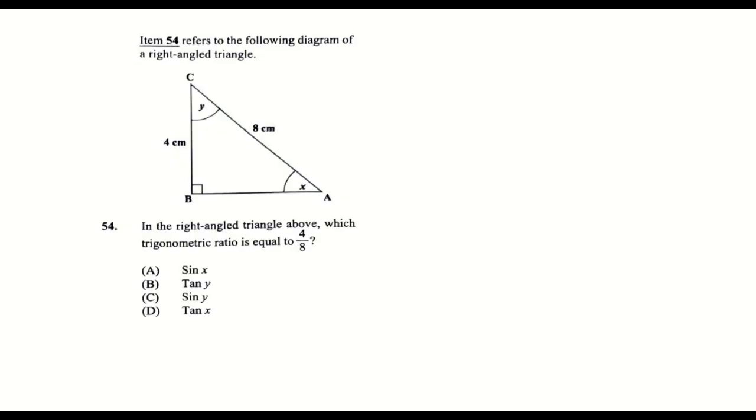Item 54, in a right angle triangle above, which is the trigonometric ratio of 4, 8. First off, 8 is my hypotenuse. If I'm looking at x, this is my opposite. If I'm looking at y, this is my adjacent. It just depends. So if I have sine, x would be my hypotenuse, 8 over 4, which is not the case.